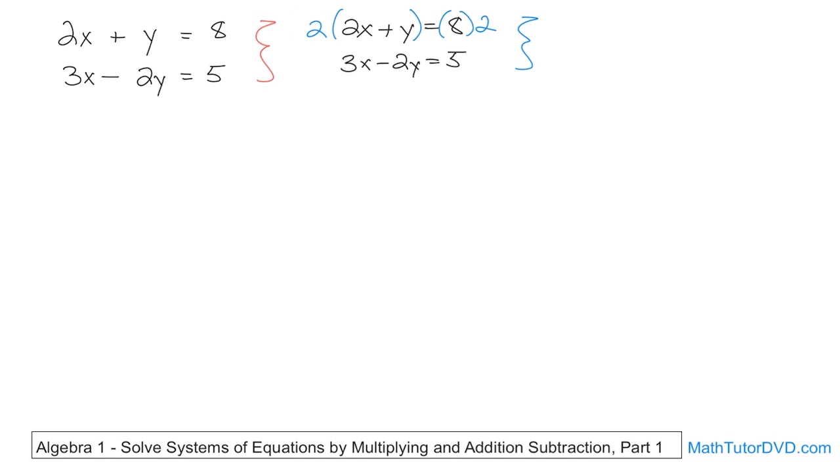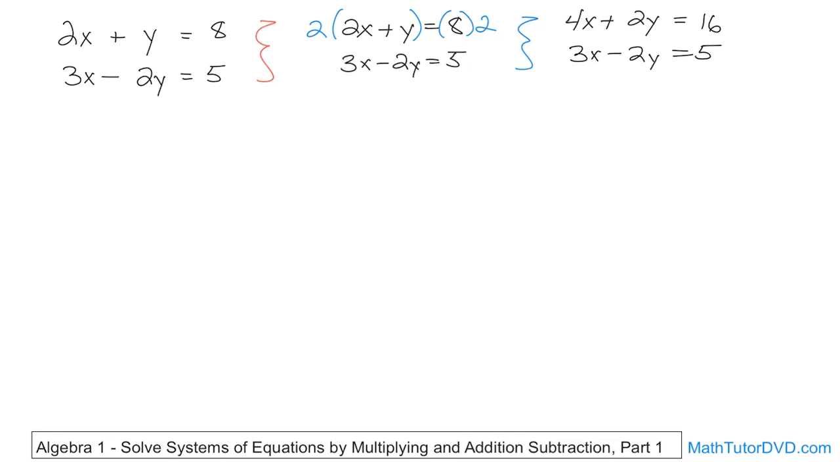Now what happens when you do the math here? Well, the 2 is going to multiply times 2x and also times y. So what you're going to get is 4x plus 2y. And on the right-hand side of the equal sign, 8 times 2 is going to be 16. And I'm just going to copy down the second equation. 3x minus 2y is equal to 5.